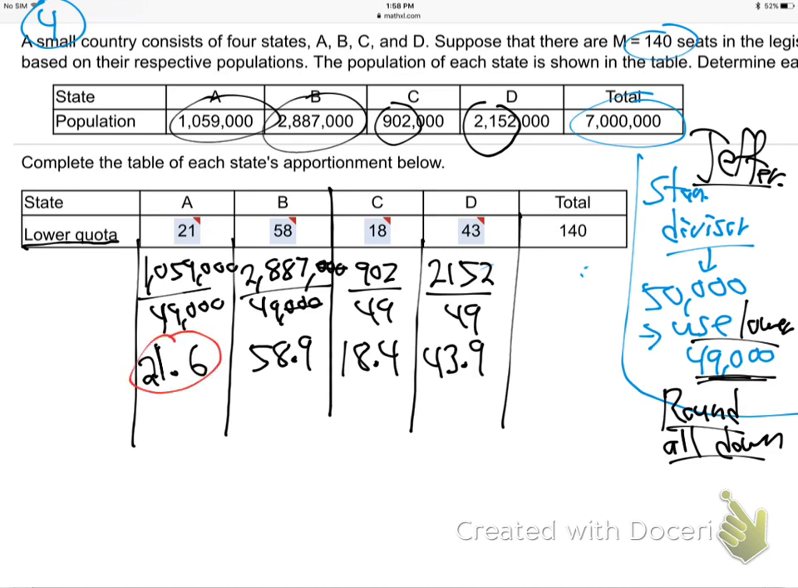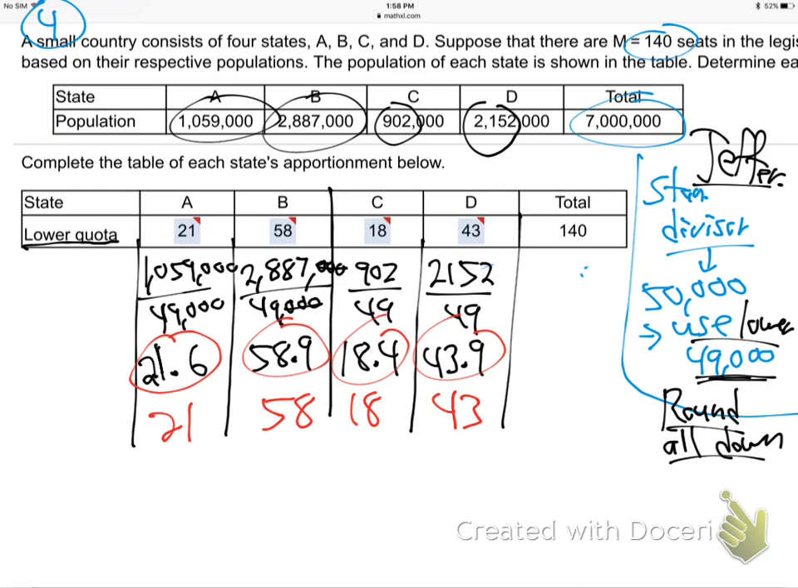So 21.6, round it down, 21. 58.9, round it down, 58. 18.4 goes to 18. 43.9 goes to 43. Look at that. We had 2.9s go down, didn't we? But we did it evenly. We rounded them all down. Now, is that the answer? Well, only if that adds up.